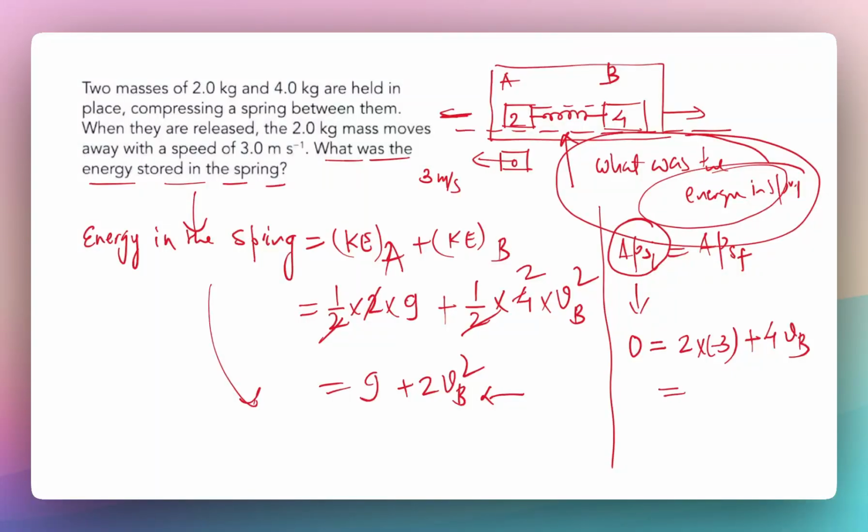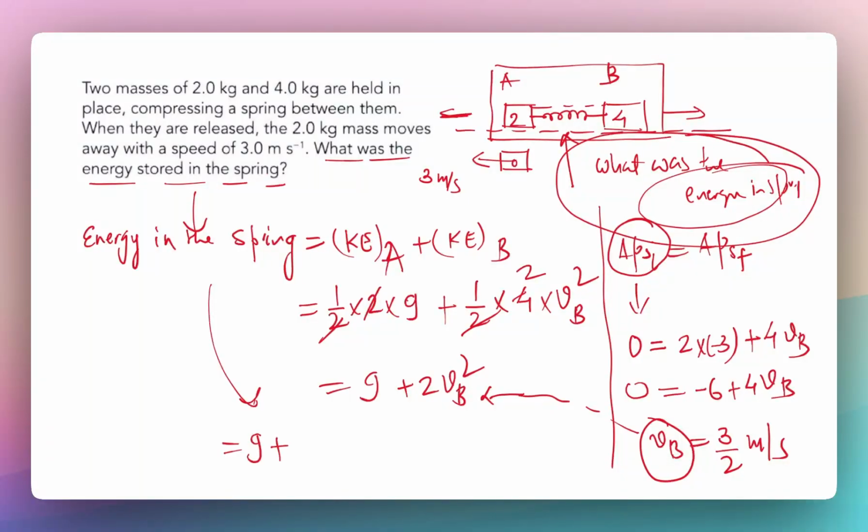So now we can see here, this is minus 6 plus 4 VB equal to 0. Hence my VB is going to be 6 going to that side, divided by 4, which is 6 by 4 or 3 by 2 meter per second, right? So now we have this unknown which we are looking for. We are going to substitute it over here and we'll get our answer pretty easily, right?